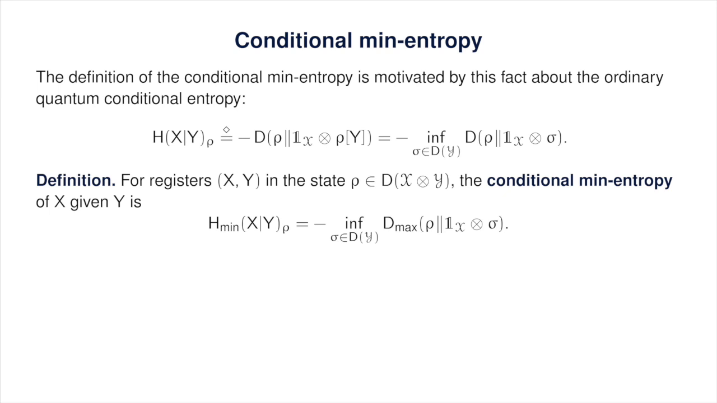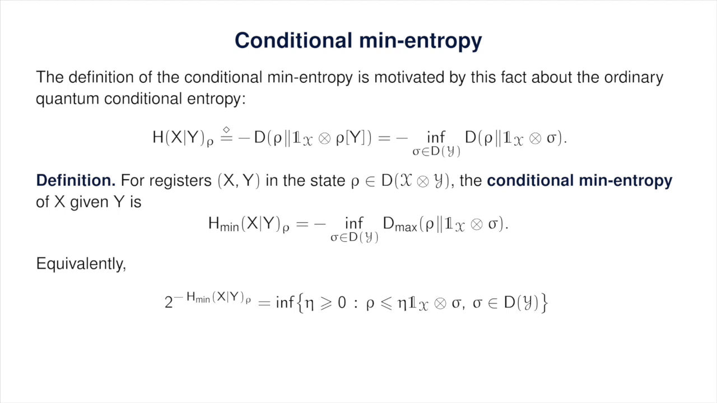Unlike the ordinary quantum relative entropy, the reduction of rho to Y might not actually achieve the infimum in this case, but the infimum will always be achieved by some density operator sigma, and that fact will become clear in just a moment. Now, if we unwrap the definition of the max relative entropy and write everything explicitly, we have the following expression for the negative exponential of the conditional min-entropy.